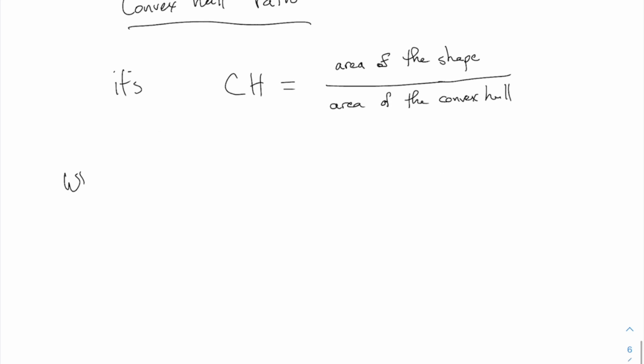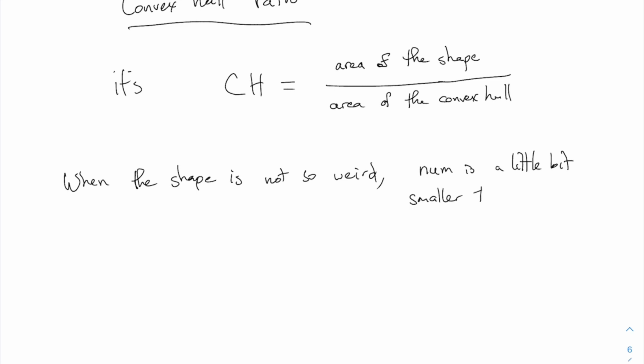So when the shape is normal, I'll say when the shape is not so weird, then the area of the convex hull is only a little bit more than the area of the original shape. So the numerator is a little bit smaller than the denominator, which means as a fraction, I'm talking about maybe something like 9 divided by 10. The numerator is only a little bit smaller than the denominator. As a fraction, that is close to 1. 9 divided by 10 is 0.9, something like that. So the CH will be close to 1.